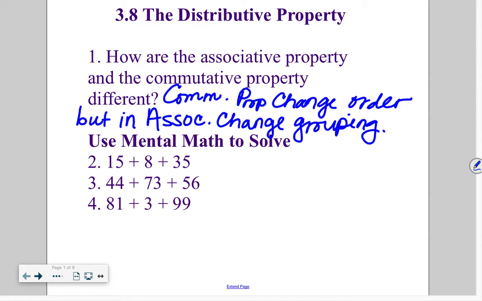Next one, use mental math to solve 15 plus 8 plus 35. Use mental math. Add together 15 plus 8 plus 35.